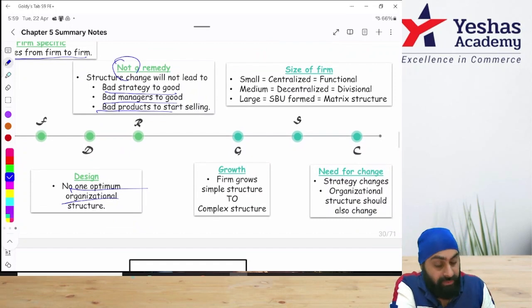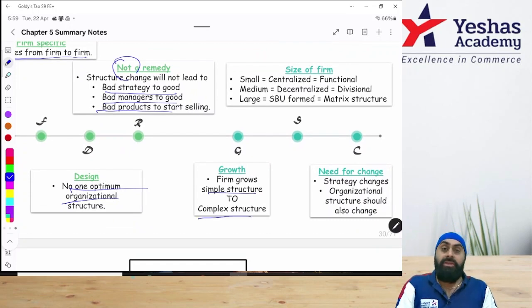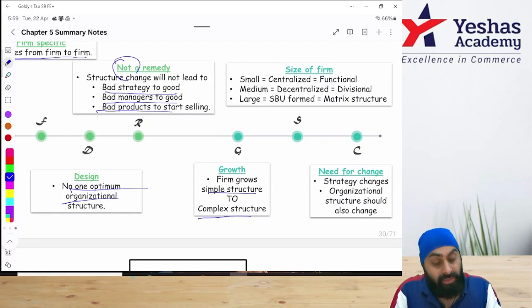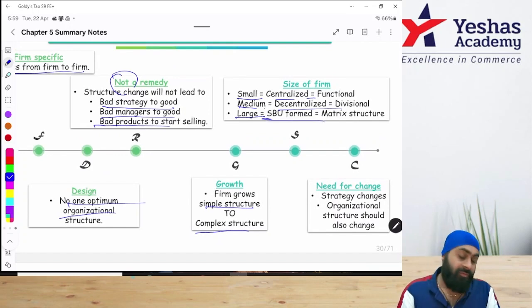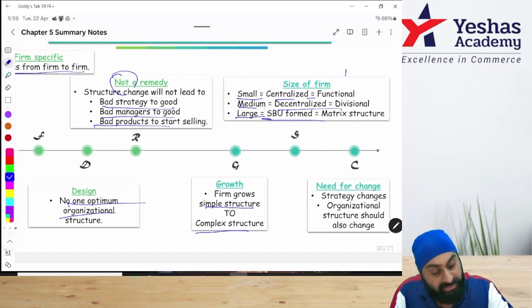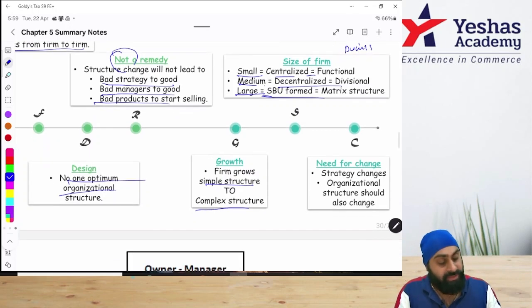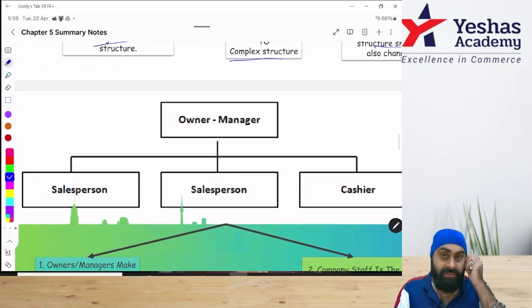As you grow along, the simple structure will turn into a complex structure. Because your organization grows, the simple organizational structure will become more complex in nature. Let's talk about the size of the firm. A small organization will have a centralized function. A medium one will have a decentralized one. A large one will have an SBU form. Don't worry, this is what we're going to discuss in an upcoming topic. Need for change: as strategy changes, you need to change the organization structure also. Let's work on the first structure.